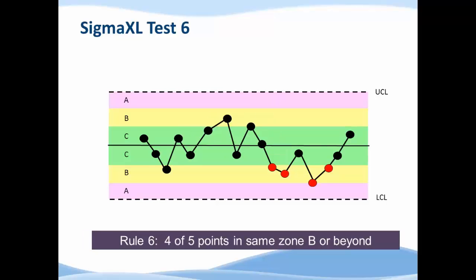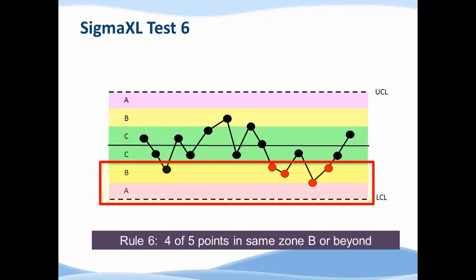Test 6 works on the same basic logic. 4 out of 5 points in the same zone B or beyond. What we know about this would be that roughly 4 points out of 25 should randomly fall into zone B or beyond on one side or the other. If you go for 5 points in a row and 4 out of those 5 points are in that area, something special has caused that.